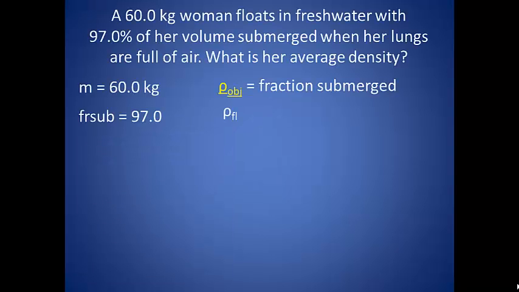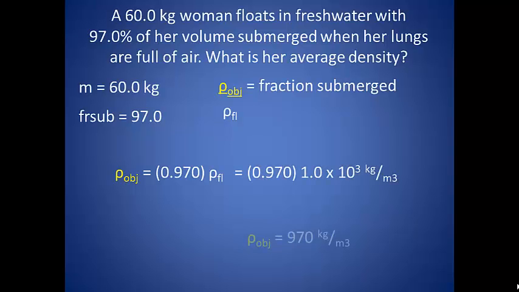So suppose a 60-kilogram woman floats in fresh water with 97% of her volume submerged when her lungs are full of air. What is her average density? The woman is 97% submerged in the water, so her fraction submerged is 0.970. If we arrange our equation to solve for the density of our person, all we need to do then is multiply this fraction by the density of our fluid. Since this is fresh water, the density is 1 times 10 to the third kilograms per cubic meter. So the average density of our person is 970 kilograms per cubic meter.